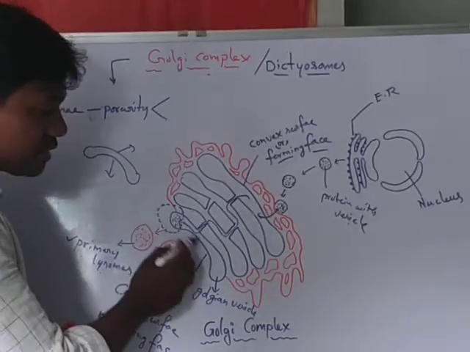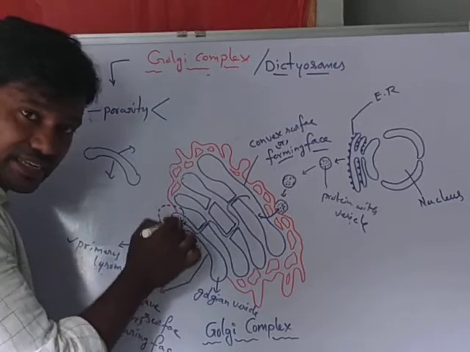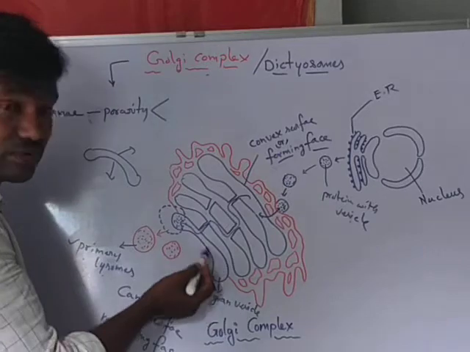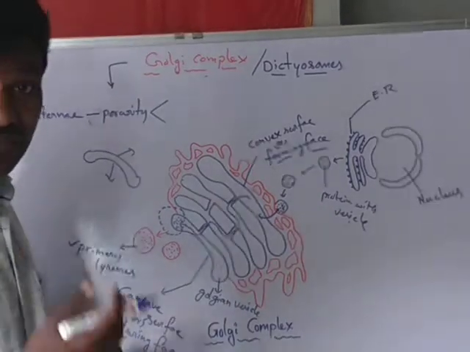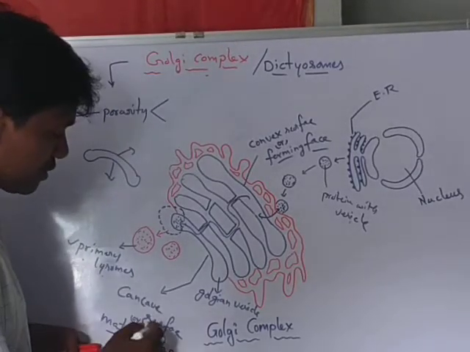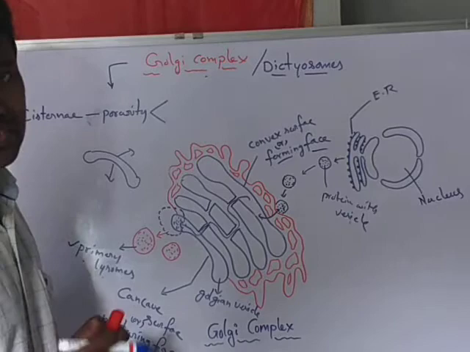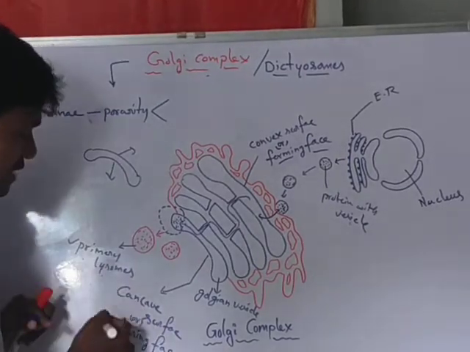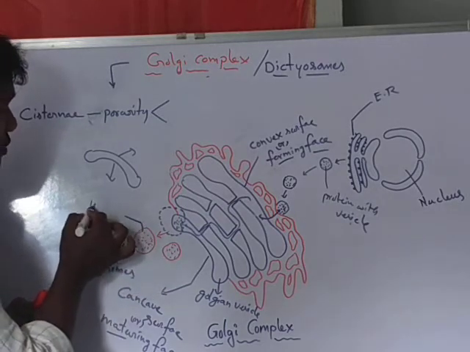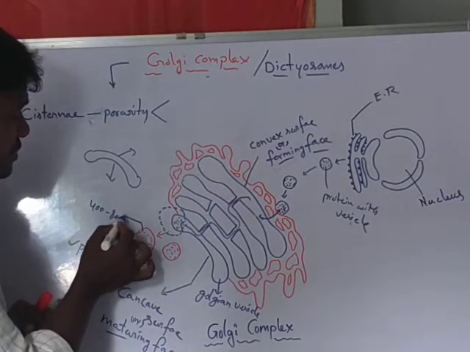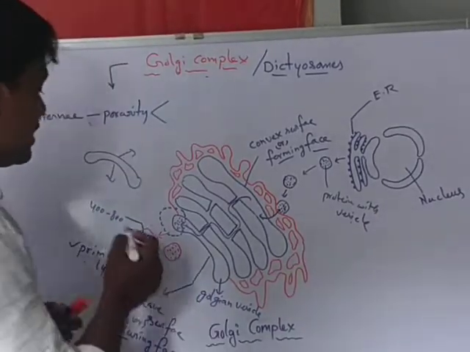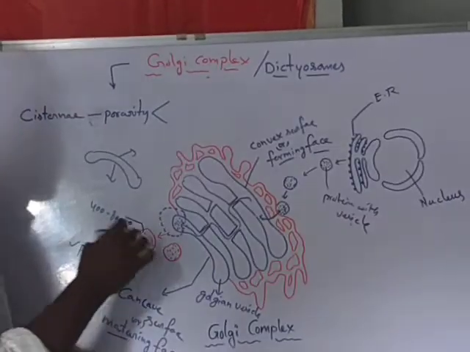The older, mature cisternae are present in this region, and new cisternae are formed in the convex region. Here the old cisternae are present, and the vesicles are also formed in this region. That's why the concave region is also called the maturing phase. These Golgian vesicles are 400 to 800 angstroms in diameter.